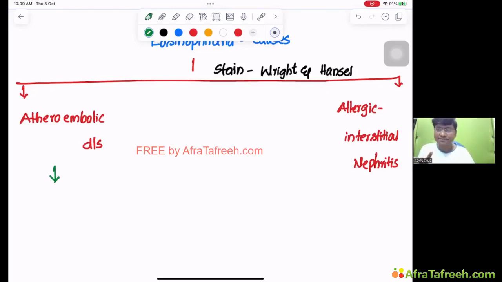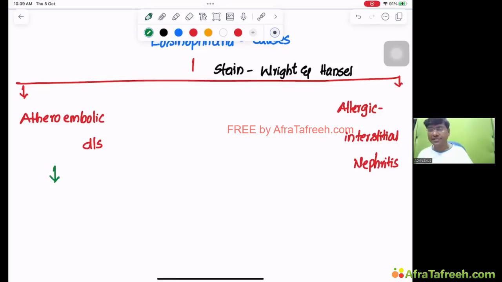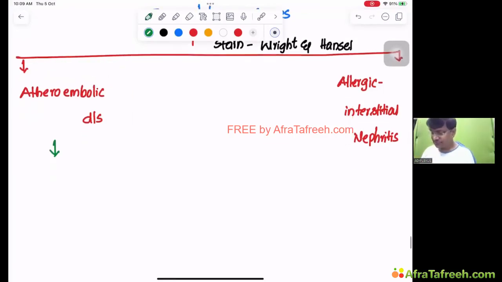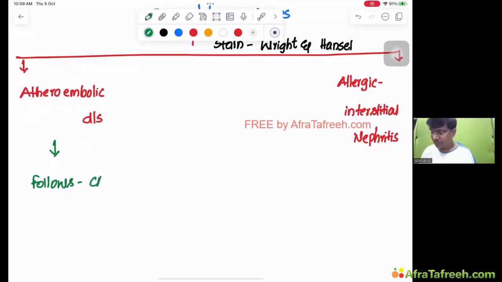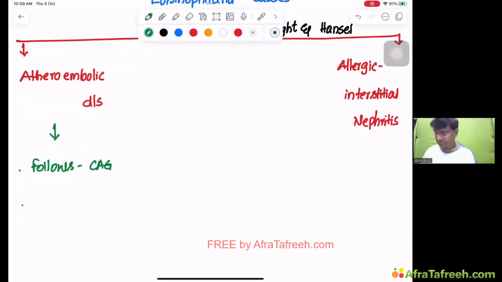Now the point is, these atherosclerotic plaque fragments will initiate an allergic reaction that will result in eosinophilia. Okay. So atheroembolic disease usually follows the coronary angiogram, and these patients have acute renal failure.